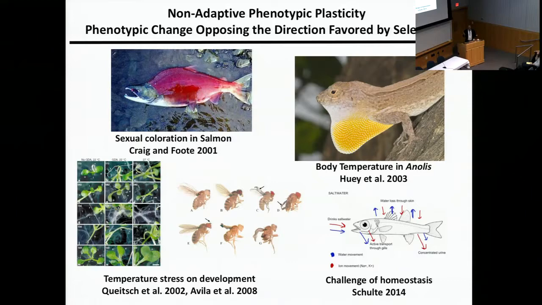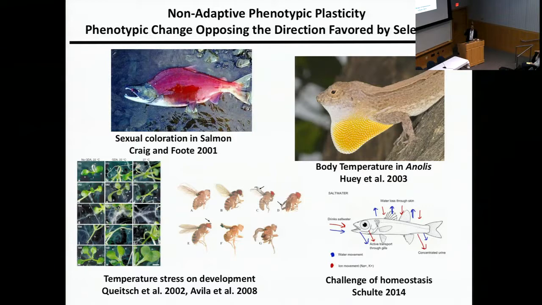This is certainly the case with these kinds of counter-gradient examples, where you look across a temperature or an elevation gradient and you don't see a lot of changes until you bring them into a common garden. And then you see that these populations really are very, very different from one another. Temperature is, I think, one of the best examples of this.